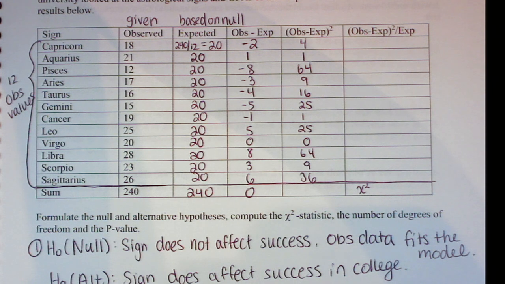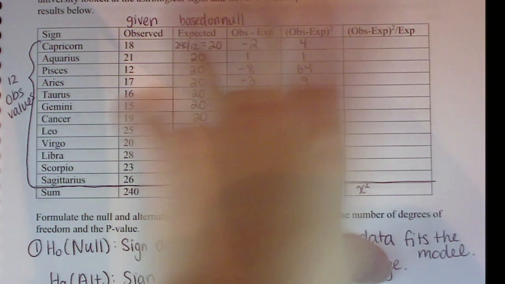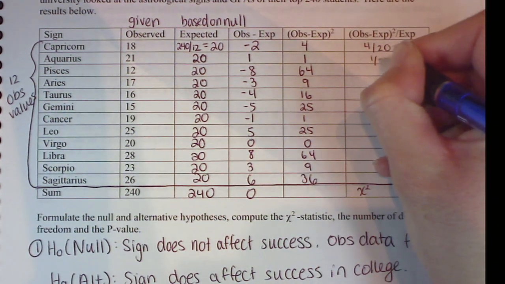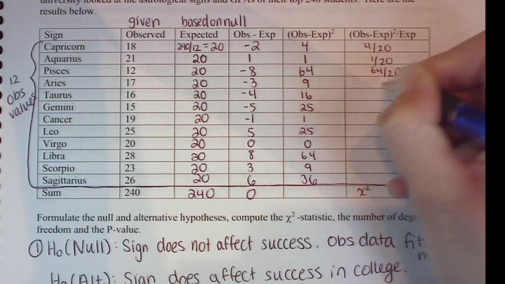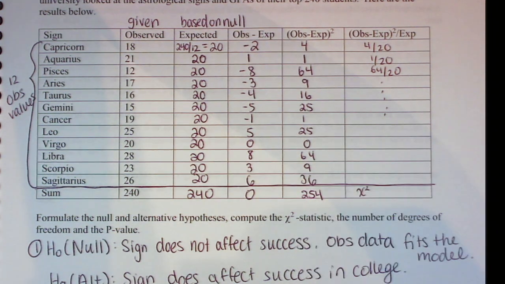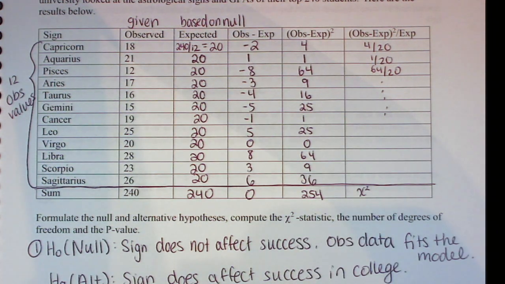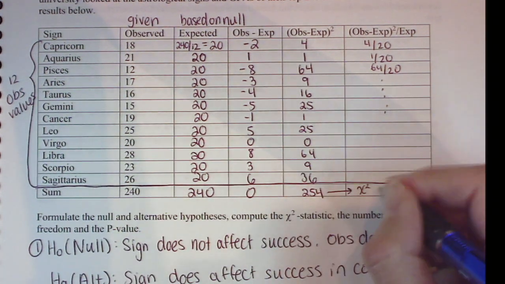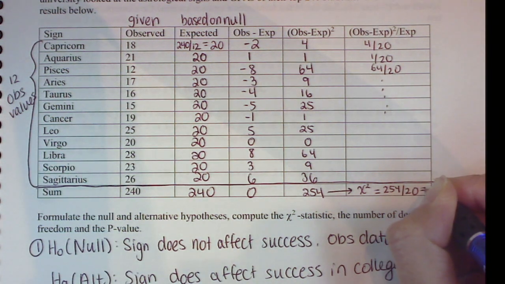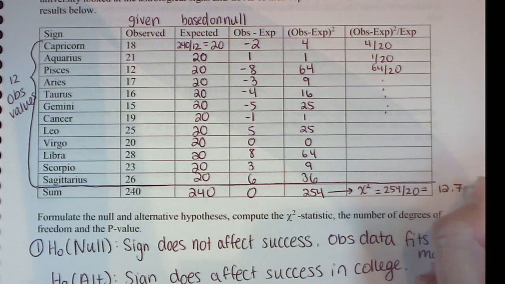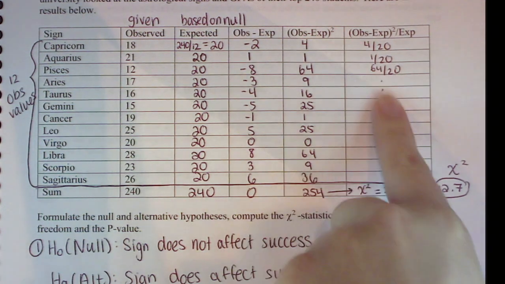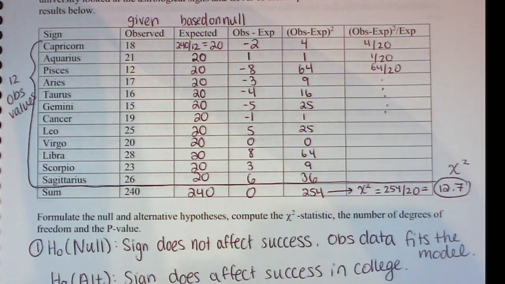And for this second to last column, I'm actually going to sum them because all of my expecteds are the same. So I could take all of these numbers and put them over 20 if I wanted to and add all of them up. Or I could just say when I add all of them up, I get 254. And so I have that common denominator of 20. So I can go straight from here to here. So 254 over 20 gives me 12.7 as chi-squared.